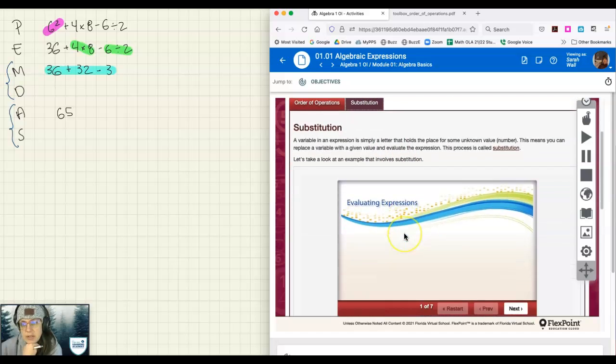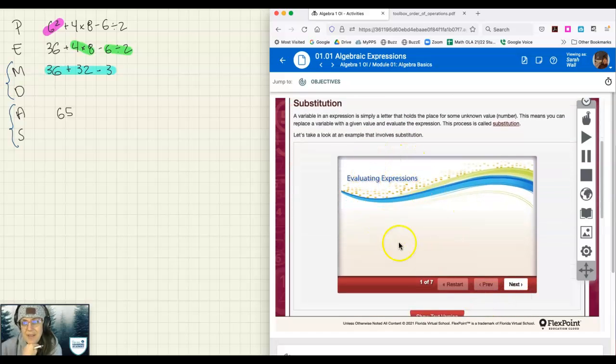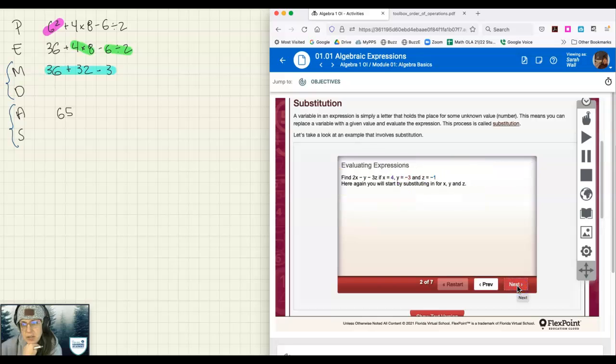Okay, so I'm going to go over here to substitution. Evaluating expressions. That essentially means multiplying them out. You're trying to figure out what they mean. So substitution is the magic word. It really is. My high school math teacher used to tell me that, and I still remember it. Substitution is the magic word.